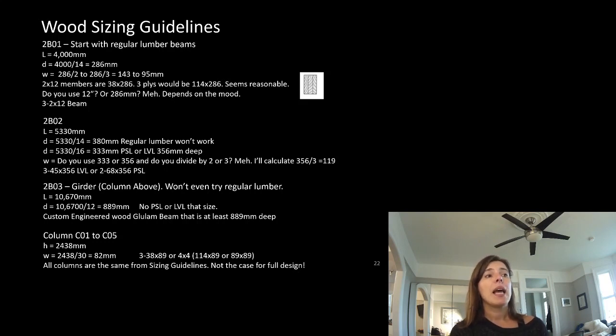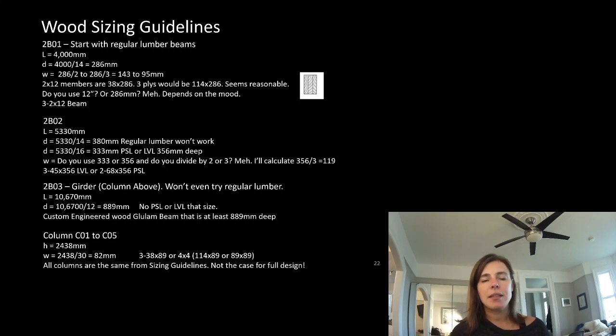So length, girder for engineered lumber was length divided by 12. So our 10.67 meters divided by 12 gives us 889. Well, there's no PSL or LVL of that size, so it would be a custom engineered wood glulam beam that's at least 889 millimeters deep.